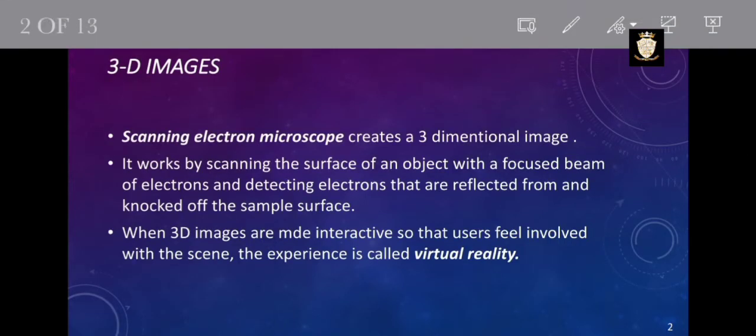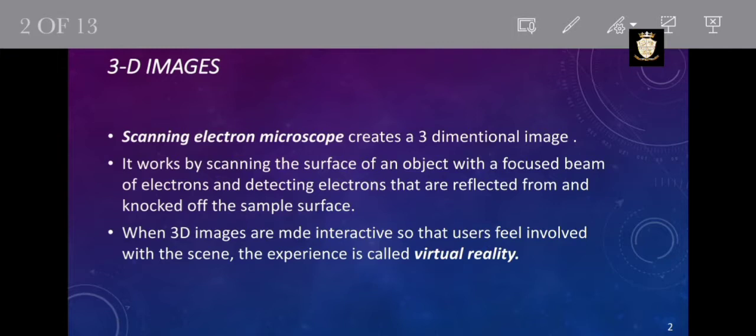First, we have to discuss 3D images. 3D images means three-dimensional images. For a magnified and visual picture of an object in the three-dimensional view, we use the scanning electron microscope. It works by scanning the surface of an object with a focused beam of electrons and detecting the electrons that are reflected from and knocked off the sample surface. So that is why we get the three-dimensional view of the object.